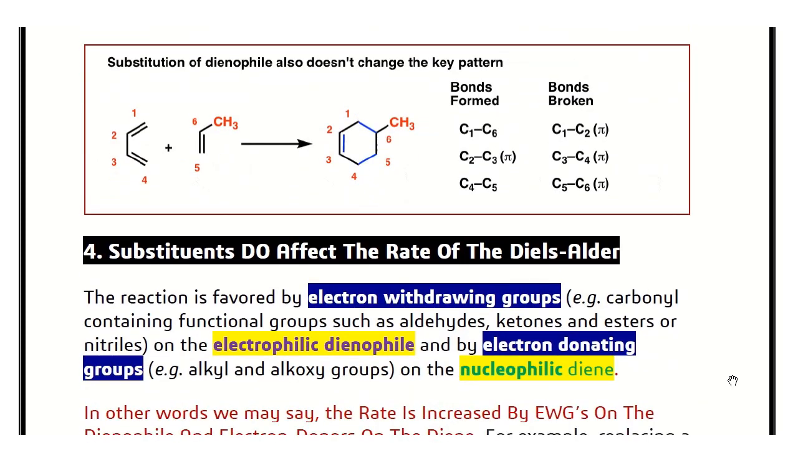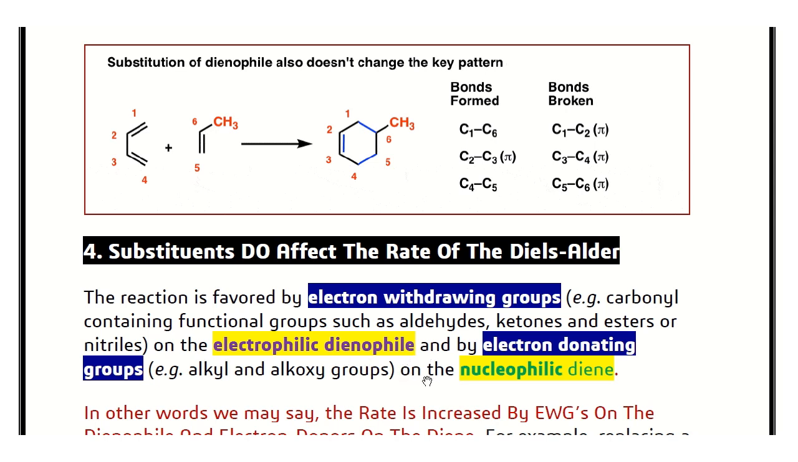Now the fourth condition is the substituent, which we have already discussed, that if we are going to substitute in the diene or dienophile, we can have an effect on the rate of reaction, means they can either speed up or slow down the rate of formation of the product, that is the cyclohexene. Now let's check out how they are going to speed up or slow down the Diels-Alder reaction.